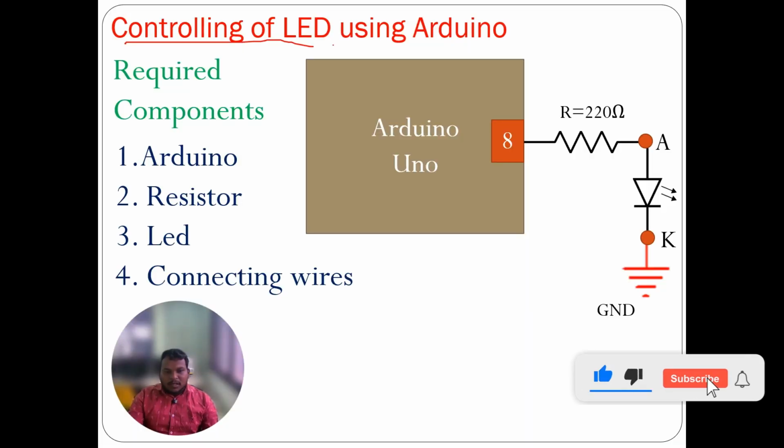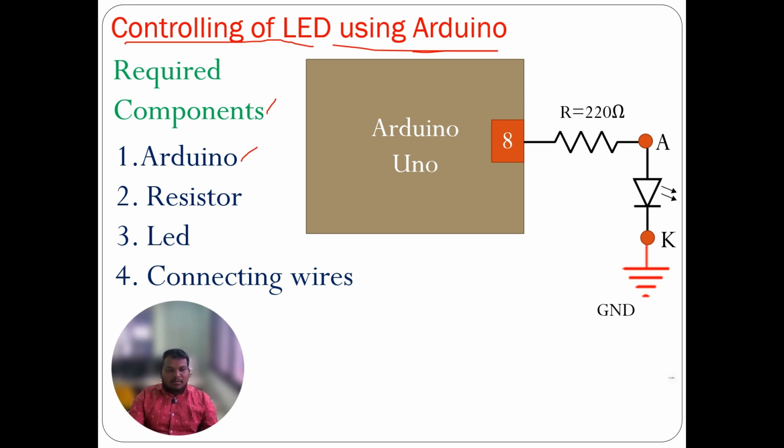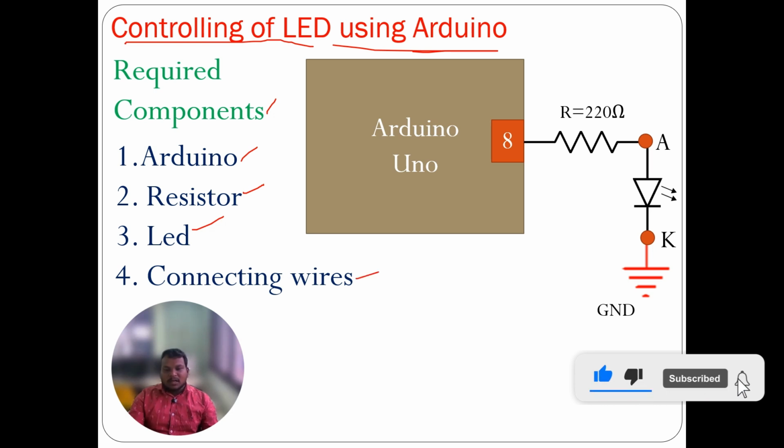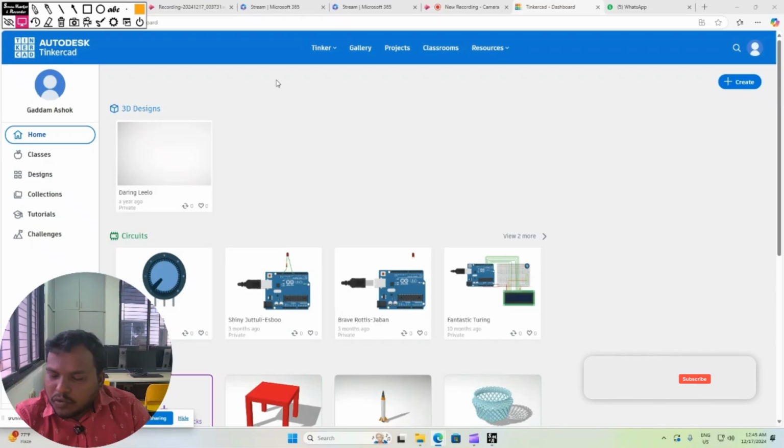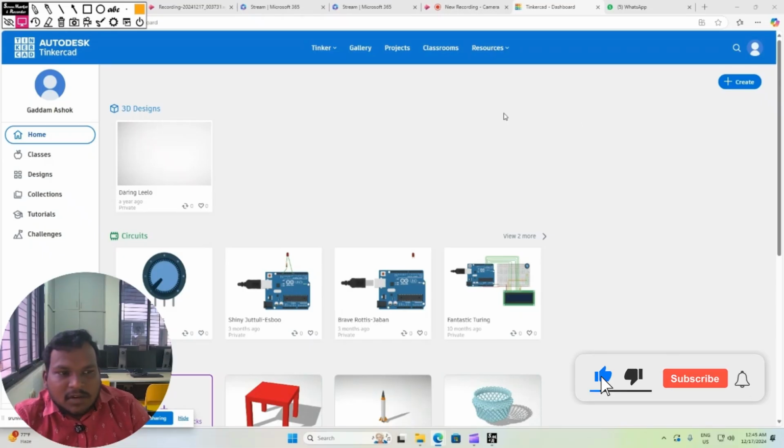Controlling an LED using Arduino. What are the components required? First one, Arduino, resistor, LED, and connecting wires. This is the circuit diagram of this experiment. Go on. So this is the Tinkercad software.